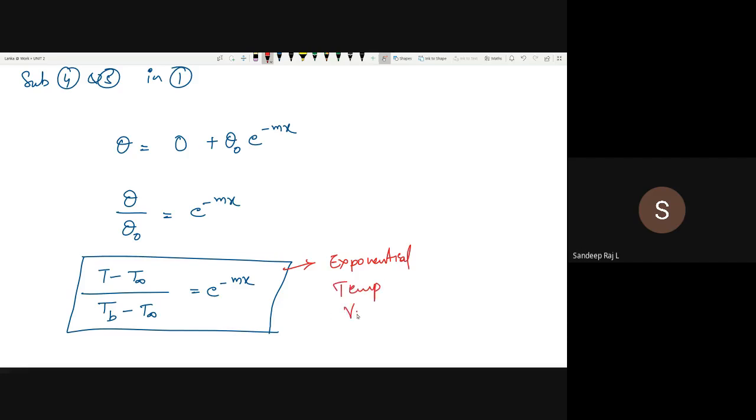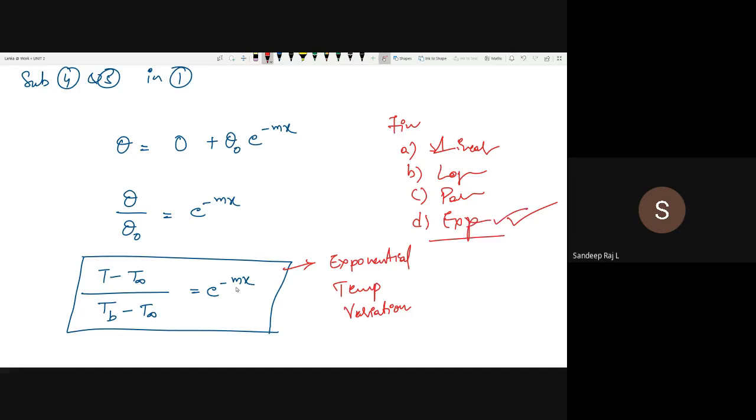This question can be asked in competitive exams. For a fin, they will give you options A, B, C, D. The straight line or linear variation is the first one, the second one is logarithmic, then parabolic, and then exponential. The exponential will be the right one. If you know this concept, you can answer the question. Okay, so we will conclude this here for today.